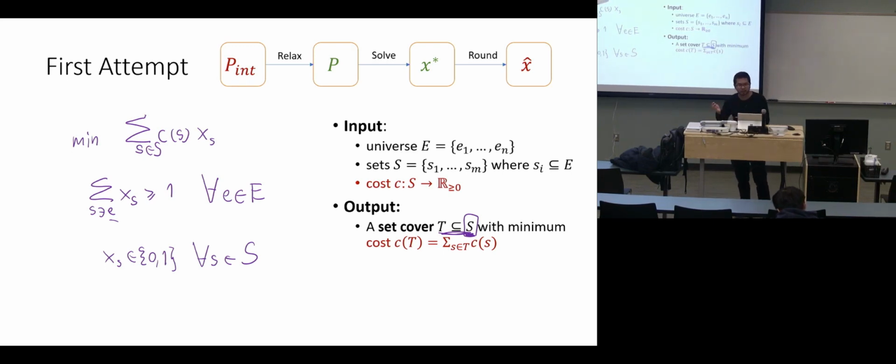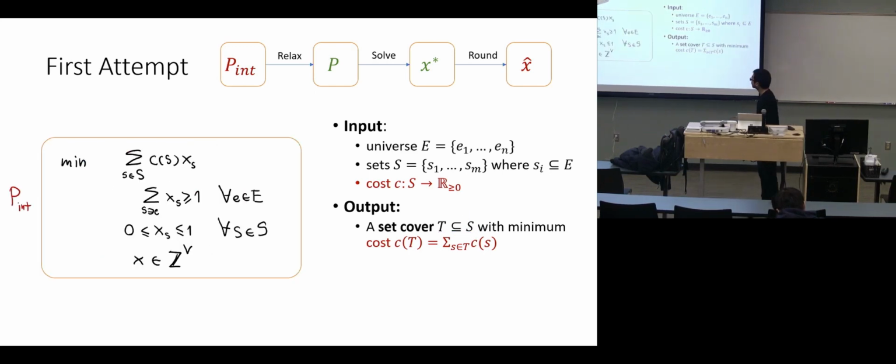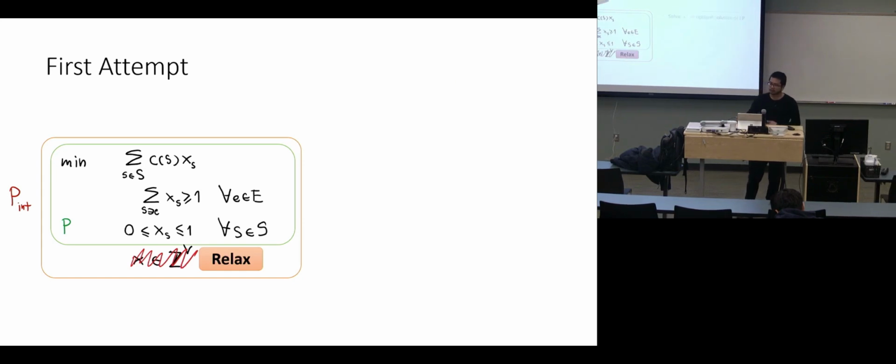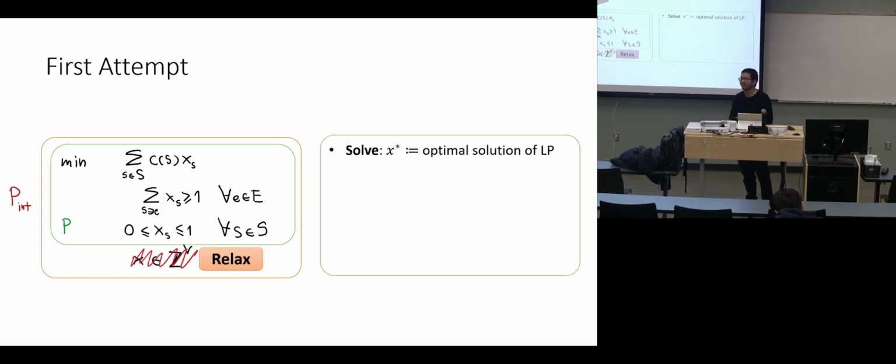So now you get an IP. And now the same thing, right? Relax, solve, and then the next thing is to round. So you see the creative part that you need to work on is really the first step, to model the problem as an IP. Then you just relax and solve. And then you need to think, how do you round this thing? Those are the two things that need some creativity.